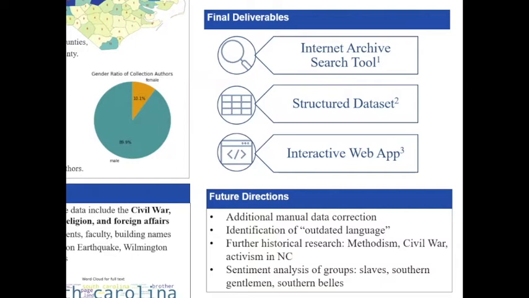The second one is structured dataset. So from the raw PDF files we had initially, we created and delivered the structured dataset with columns like author name, date, location, and link of each card to Internet Archive. So this data set is uploaded to Duke Research Repository, and it's available for exploration.